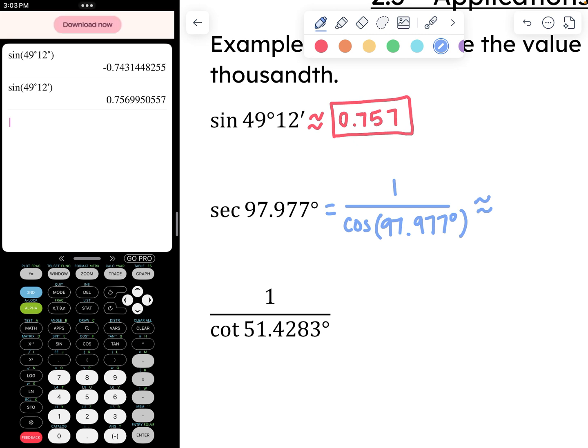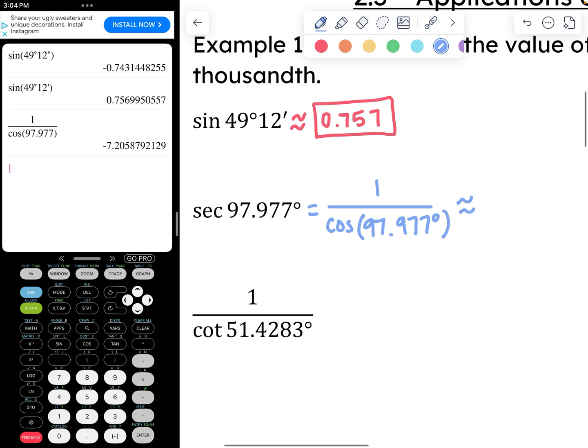So I'm going to do alpha x to get the fraction, and then 1 over the cosine of 97.977. And if you're not in degrees, minutes, seconds, you don't technically need to actually type in the degree sign, so I can just go ahead and close that because we're already in degree mode. It knows that you're talking about 97.977 degrees. Hit enter, and you'll notice that we get negative 7.206 is what it's going to round to.